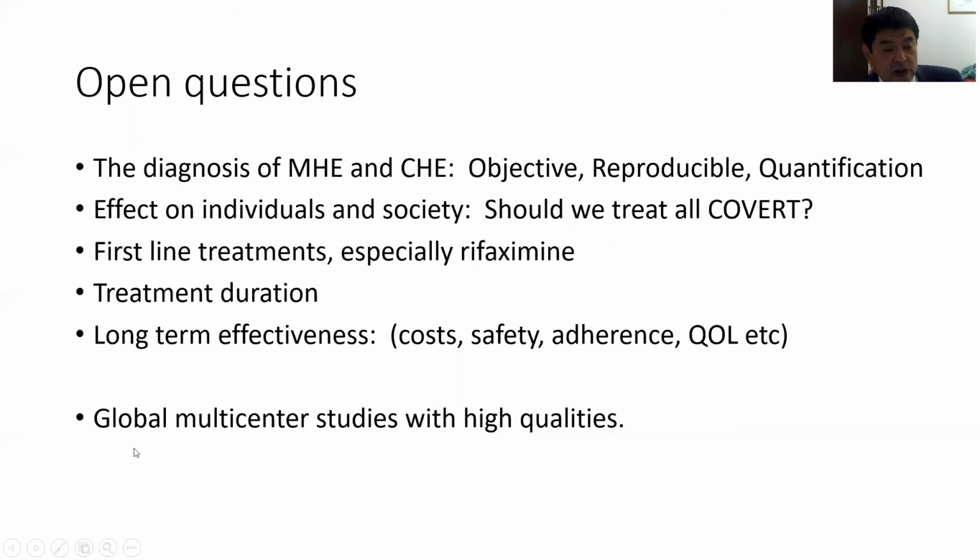And so, as a result, finally, we need very good, high-quality global multi-center studies about hepatic encephalopathy, especially for covert hepatic encephalopathy. Lastly, I'd like to thank all the organizers and hope the organizers could propose future global multi-center studies about treating hepatic encephalopathy. Thank you.